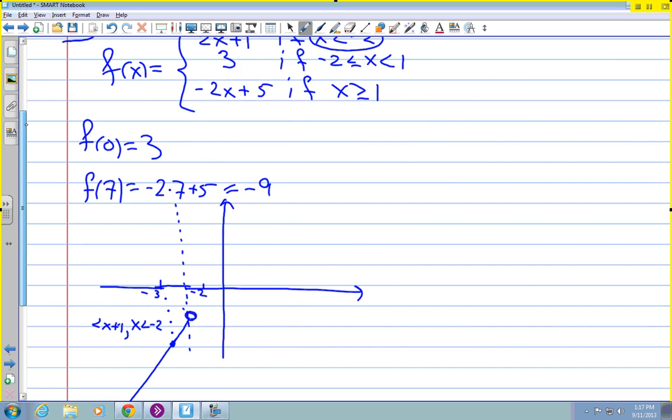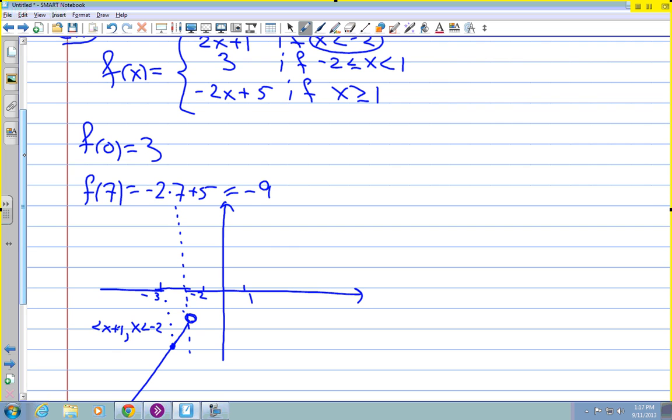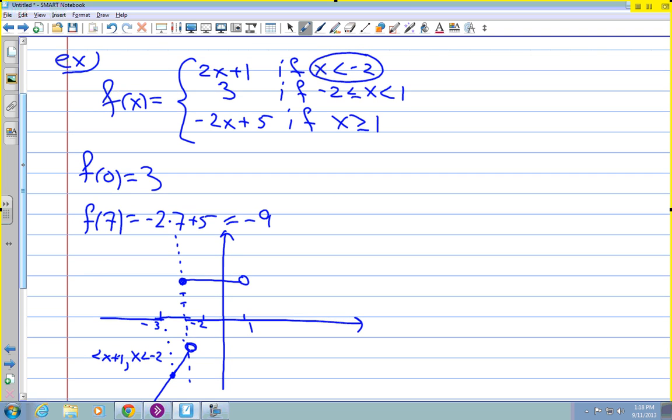Now between -2 and 1, so here's 1, my function is constant, always 3. So I'm just going to do 1, 2, 3. I'm just going to do a straight line. It goes from -2 to positive 1. Then I'm going to fill in one dot and leave the other one empty because it's strictly less than 1.